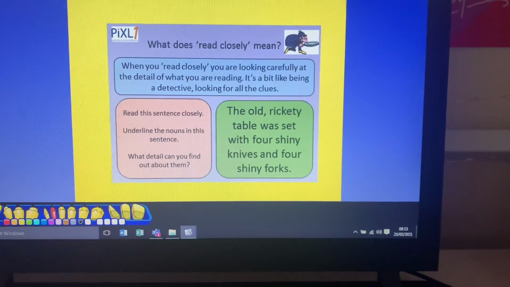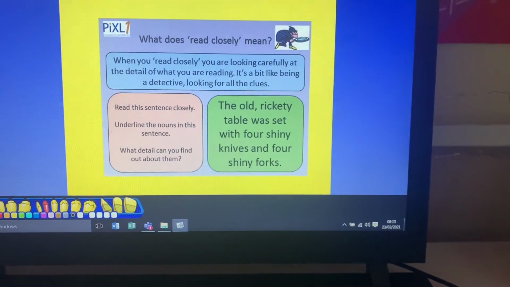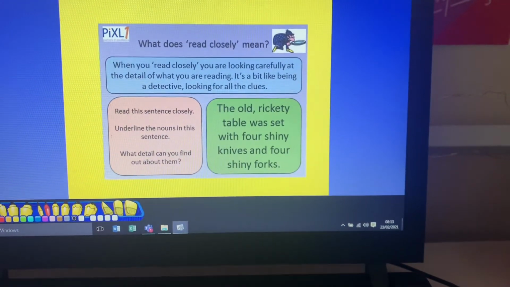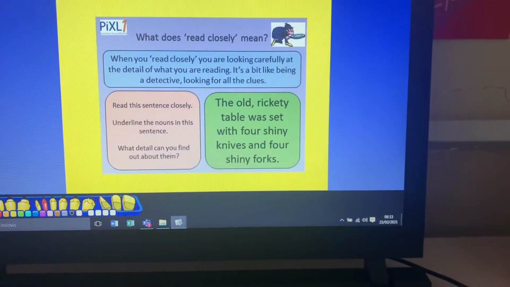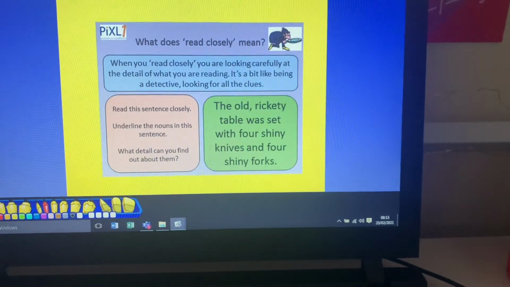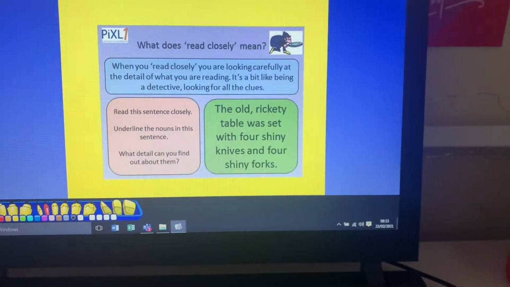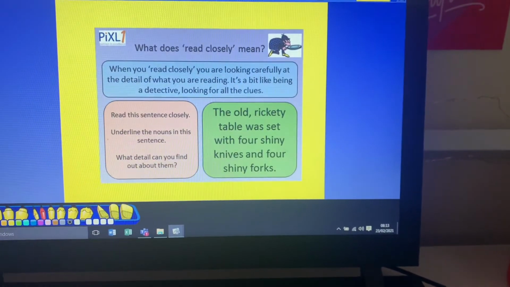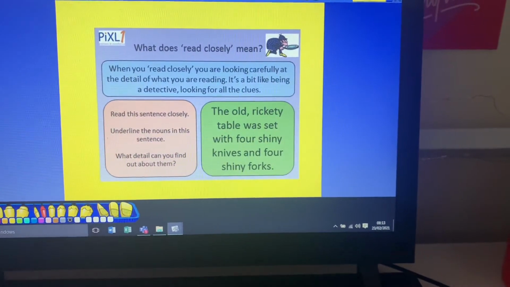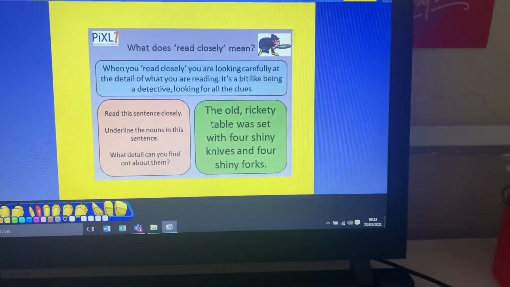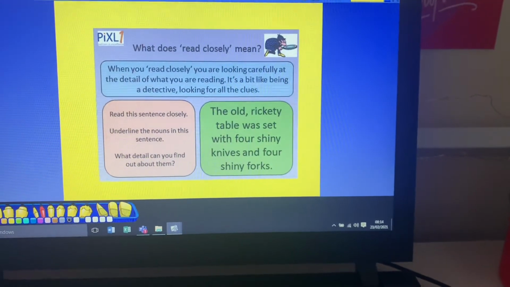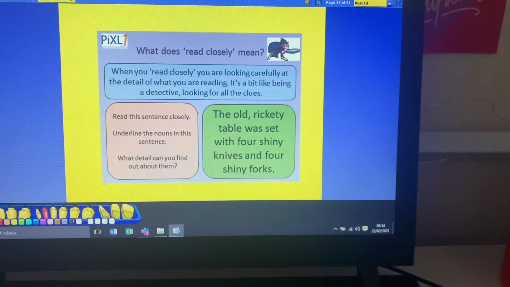So if we have a look at the sentence in the green box, it says the old rickety table was set with 4 shiny knives and 4 shiny forks. So if we think about the nouns in that sentence, the nouns are the table, knives and forks. What detail do we know about them? Well done. We know that the table is old and rickety, and we know that there were 4 shiny knives and 4 shiny forks. That's what reading closely means, looking at all the detail.